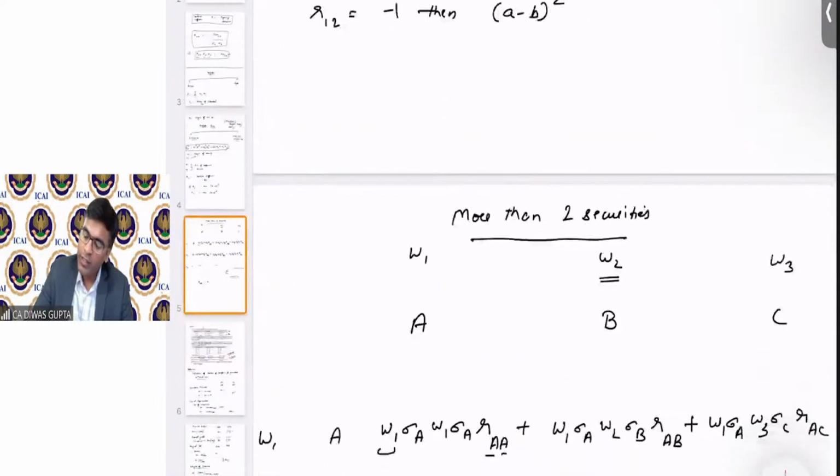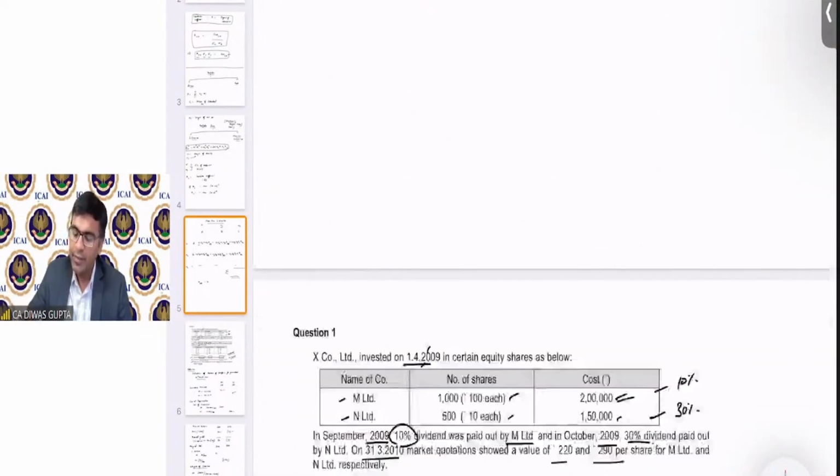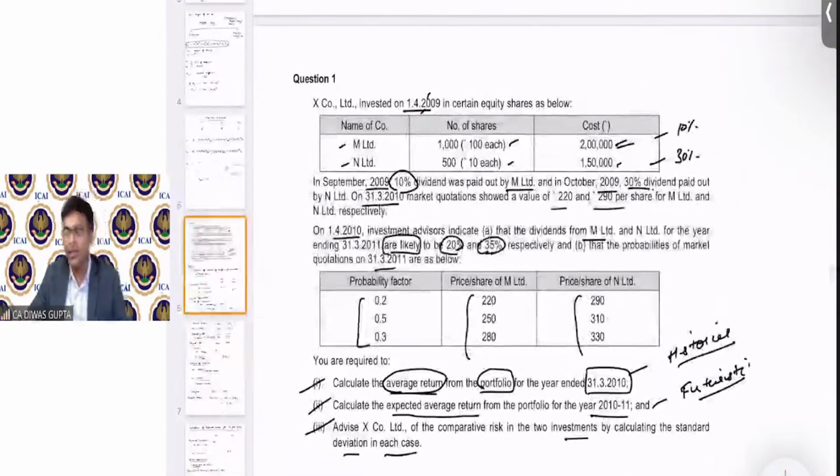Similarly, for more than two securities, we said that we can adopt this simple matrix approach. And I'm just clarifying, even this matrix approach can be applied for two securities also. Okay, there is no issue in that. It can be applied for two securities also. The result will be similar.